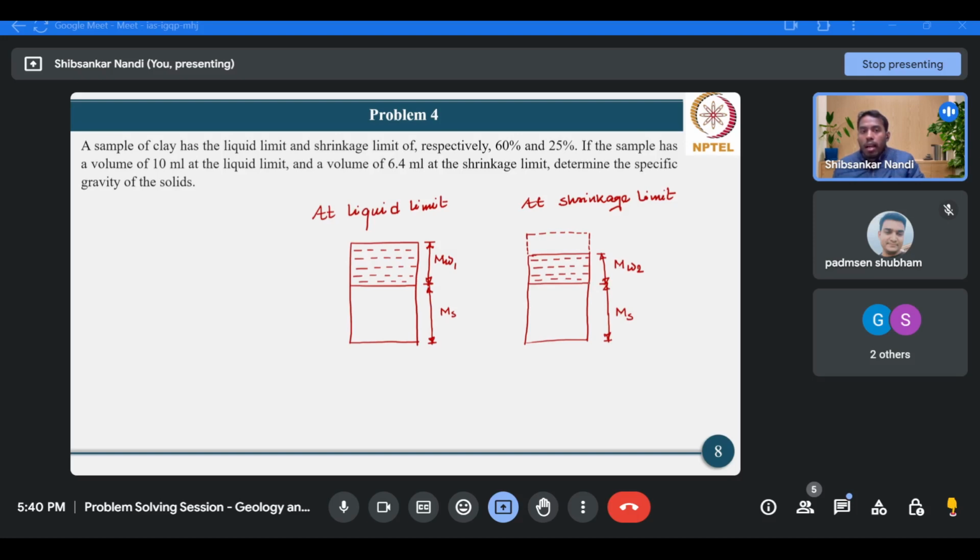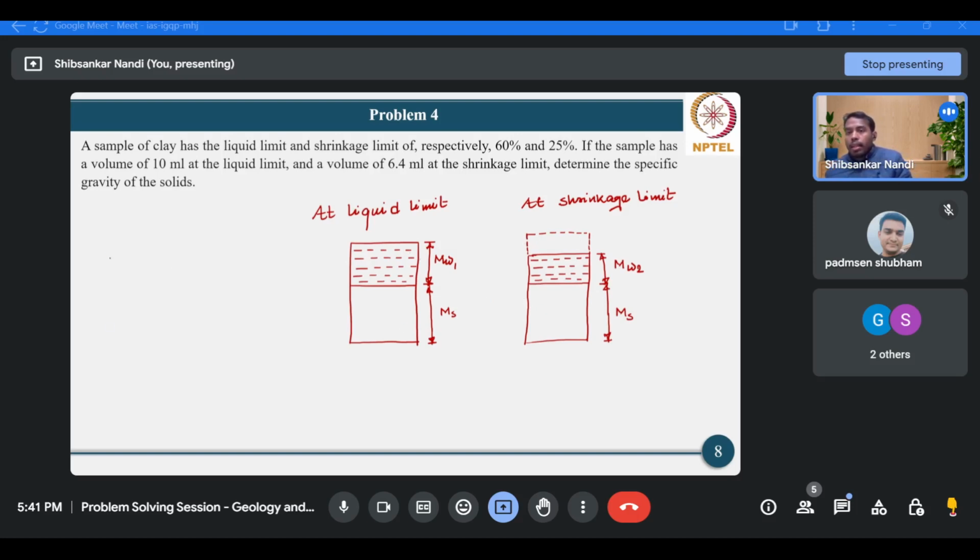Okay, and for shrinkage limit, there will be mass of water, mass of solid, and there will be some air, but we are neglecting the mass of air, because the mass of air is very less compared to the mass of water and mass of solid. However, from the volume point of view, you have to consider the volume of air also for the shrinkage limit. Okay, so these are the two schematic representations of the basic three-phase relationship of the soil sample at liquid limit and shrinkage limit.